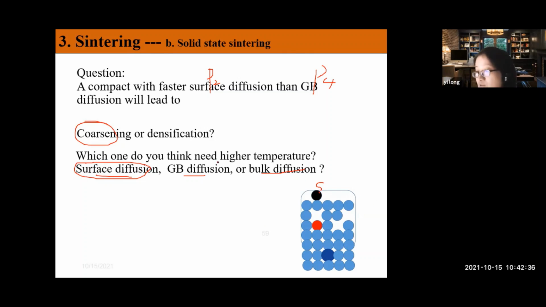And green boundary diffusion: although you have solids already, you still have some vacancies to move, because the green boundary is full of defects and vacancies. So you still have ways to move. Bulk diffusion is the most difficult one. So this is surface diffusion, this is green boundary diffusion, this is bulk diffusion. Surface is the easiest one, and bulk diffusion is the most difficult. Now I'm asking you, if you want P4 to win, do you want higher temperature or lower temperature? Can you type?